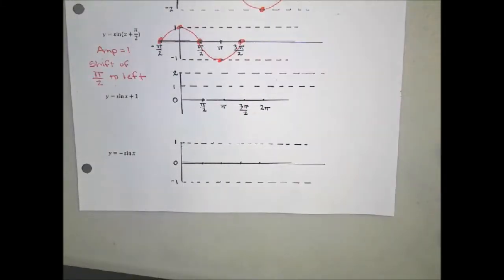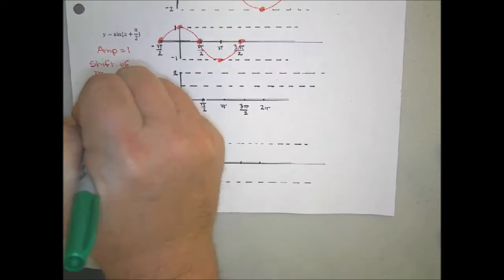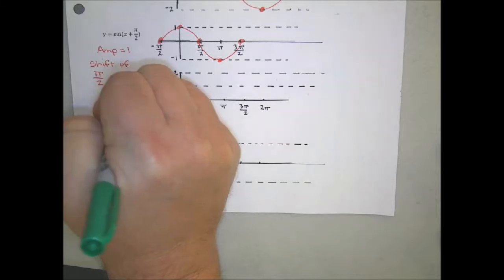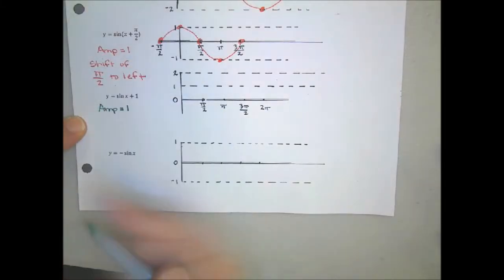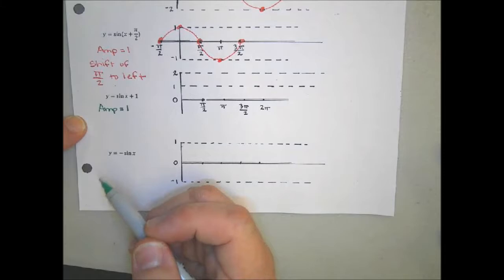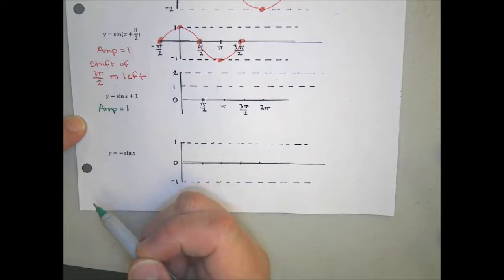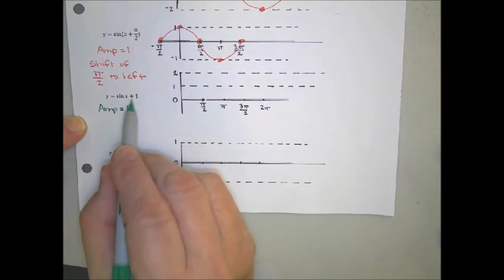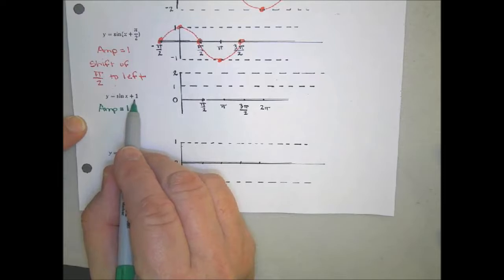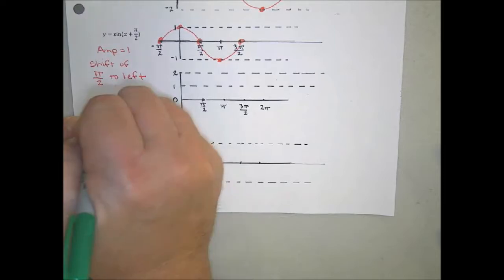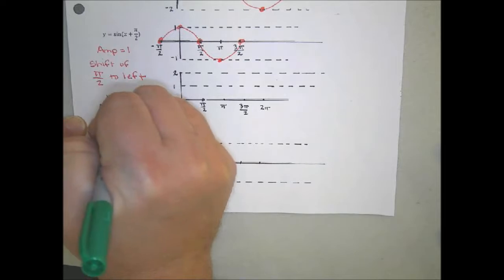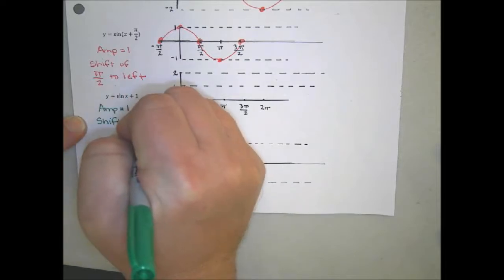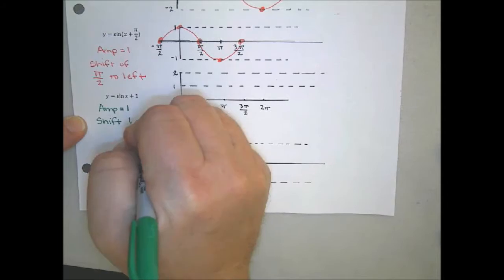Now this next one can be a little bit tricky. Our amplitude is 1. So I know I only have to go up 1 to get to the peak and down 1 unit to get to the lowest point. There's been no left or right shift, but this plus 1 at the end of the equation is doing something. It's shifting the entire graph up 1 unit.